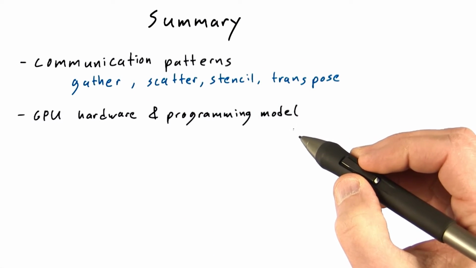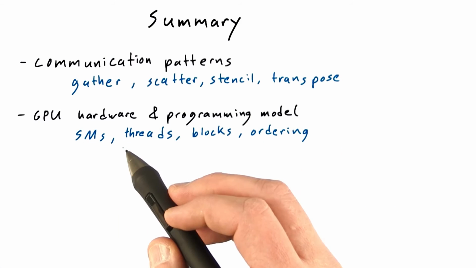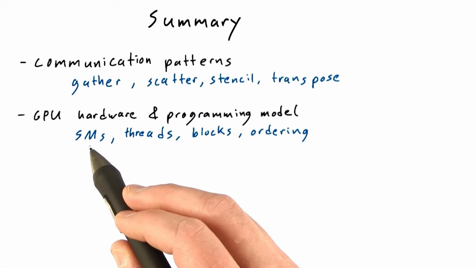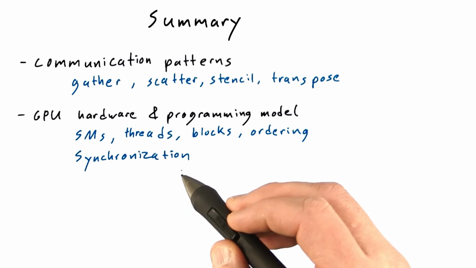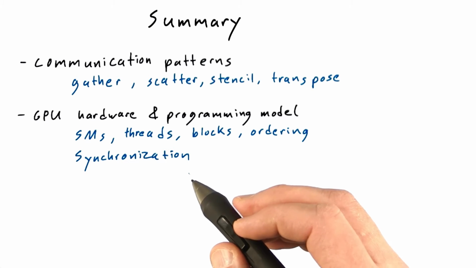We've learned more about the GPU programming model and the underlying hardware, such as how thread blocks run on streaming multiprocessors, or SMs, and what assumptions you can make about ordering, and how threads and thread blocks can synchronize to safely share data and memory.